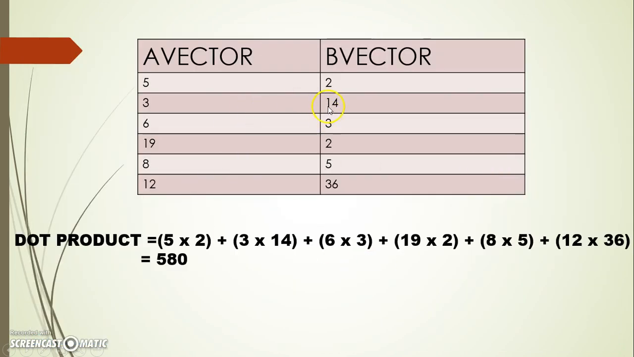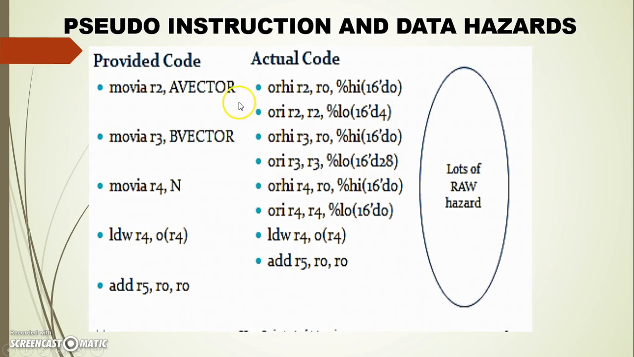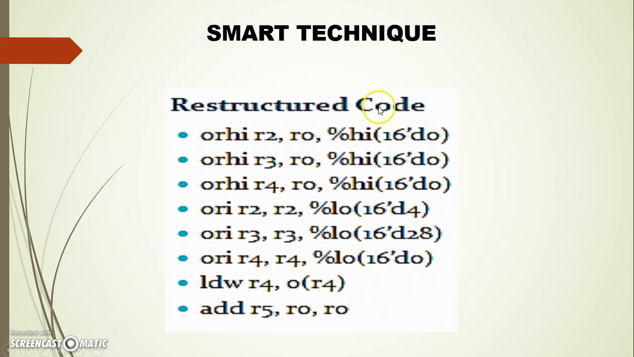Now after the design was implemented, we coded a benchmark program to test the performance of our CPU, and the program was calculating a dot product. These were the values fed into the CPU, and each element from both the vectors was first multiplied and the individual products were added. Now let us go on to pseudo instructions. Move IA is a pseudo instruction which is implemented using ORHI and ORI. When this instruction is substituted by these two instructions, we encounter lots of hazards. So we use a smart technique known as restructuring our code.